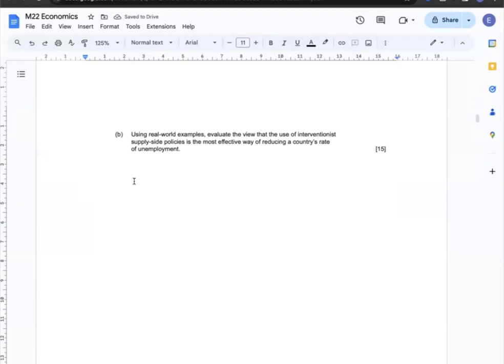Question B. Using real-world examples, evaluate the view that the use of interventionist supply side policies is the most effective way of reducing a country's rate of unemployment. My intro will define interventionist supply side policies and reducing unemployment as a macroeconomic objective.